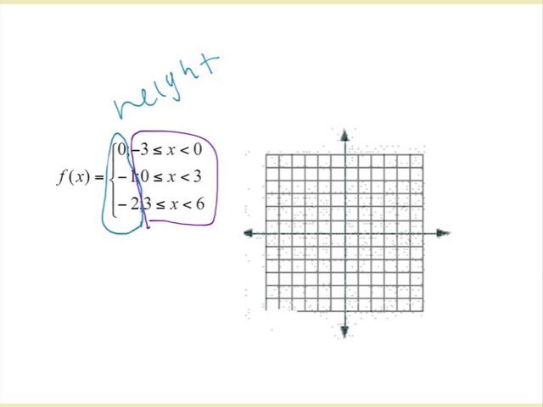So our x values tell me that between -3 and 0, I want to have a line segment that has a height of 0. So that'd be right on the axis there. Then it tells me that between 0 and 3, I want to have a line segment that has a height of -1. And then between 3 and 6, I want a height of -2.